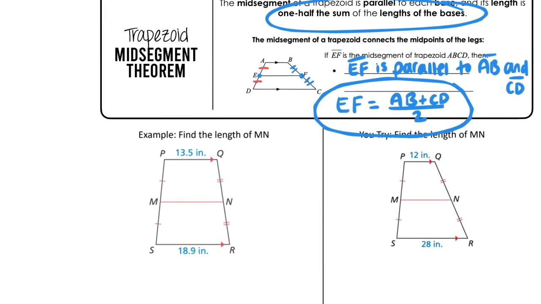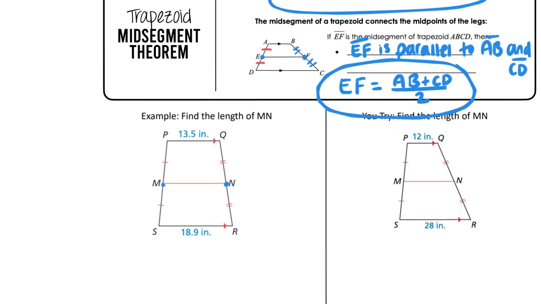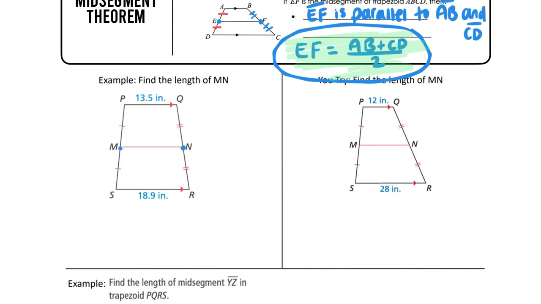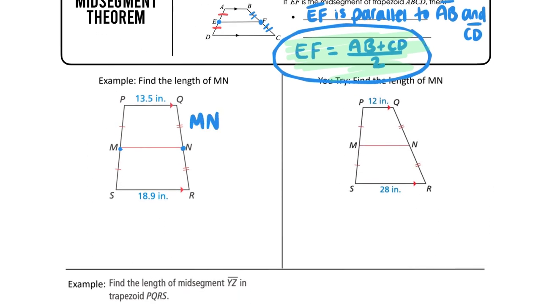So here we're showing the midsegments of the trapezoids. I know that they're the midsegments because they connect the midpoints. It shows you it bisects those sides. So we're just using this formula. So it's pretty straightforward. You're just plugging into this. So here I know that MN is going to equal 13.5 plus 18.9 and then divided by 2. You just add them together and divide by 2. I am going to type that into a calculator. So 13.5 plus 18.9 and then divided by 2.